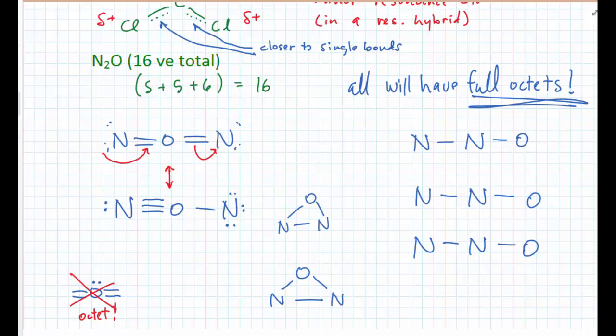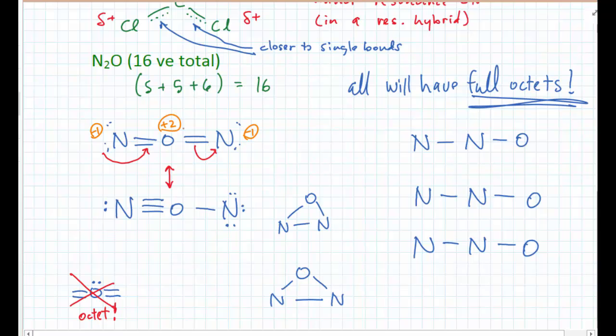What are the formal charges here? What are these double bonded ends? What formal charge do they have? Anybody figure that out? Yep, the double bonded ends are -1. And the O is what? Yep, 6, 5, 4, 3, 2.